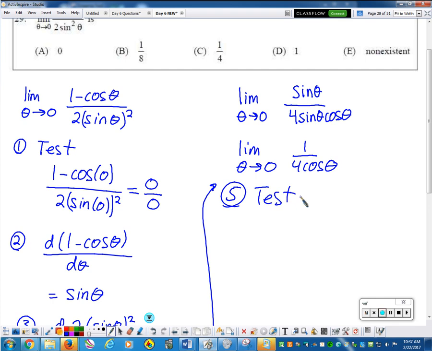Thank you. I think I lost step 4 somewhere. Test again, because I just did the two derivatives together. Cosine of 0 is equal to what? 1. The answer is 1/4. Good work. I'll see you.